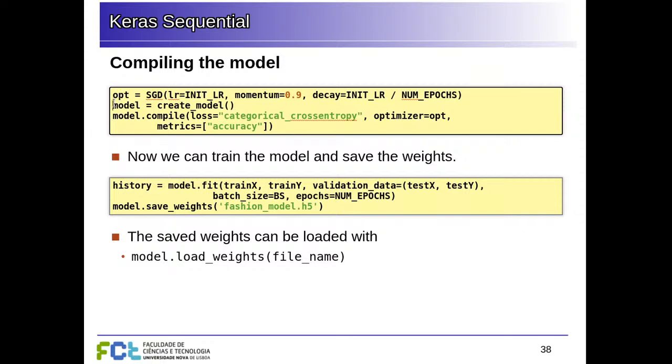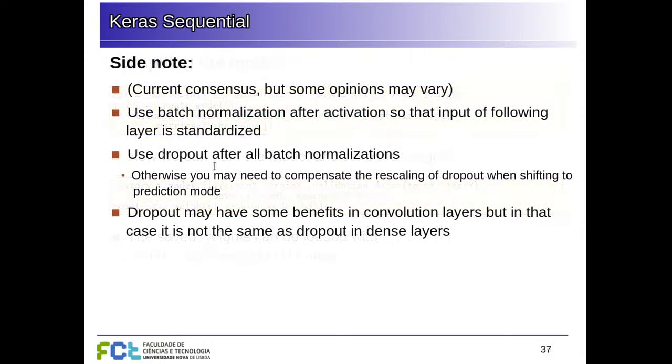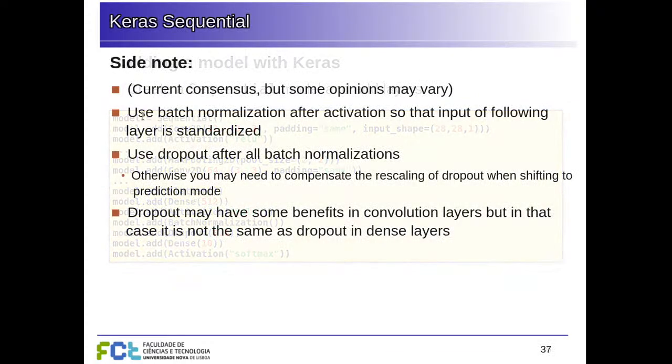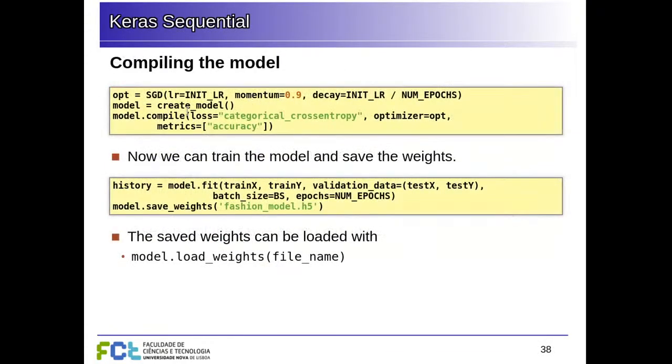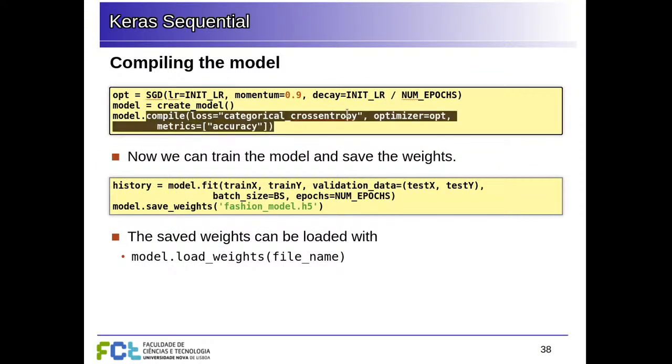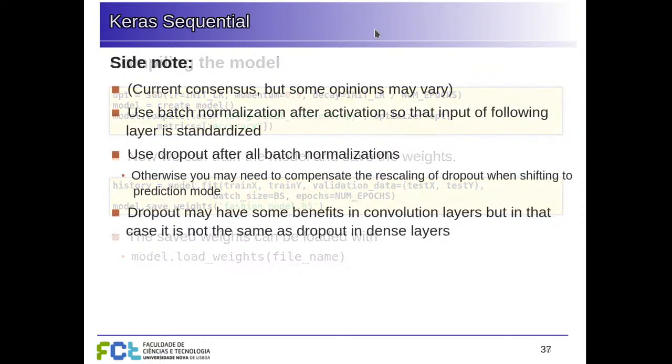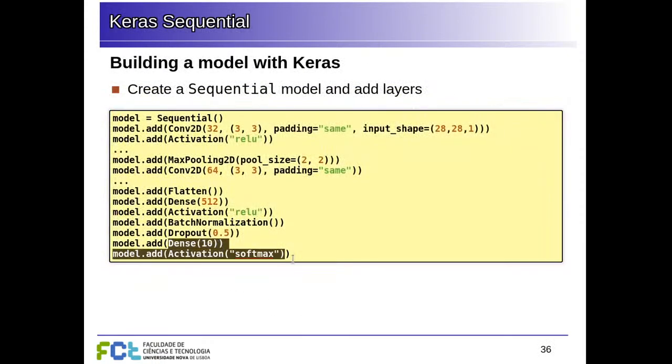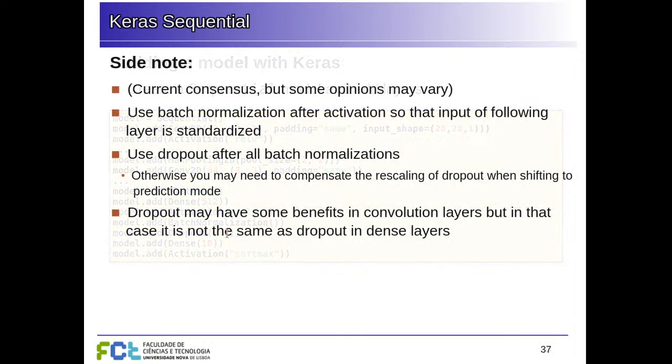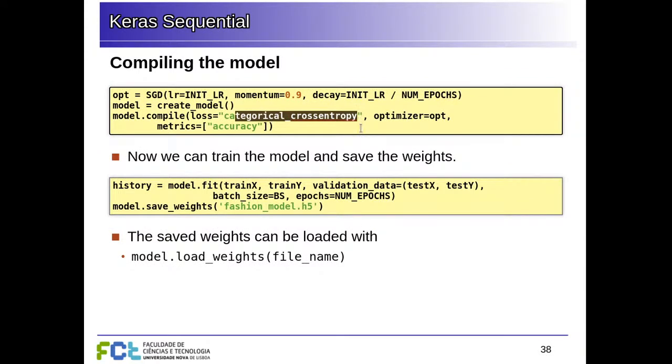Now we create the model. So this is basically the function to create the model. I just implemented it outside. But after adding all these different layers, we compile the model. When you compile the model, you specify the loss function that you want to have. So in this case, it's categorical cross entropy. We are using the softmax output here in a dense layer that has as many neurons as the classes that we have in our problem. And we include the categorical cross entropy in this case.